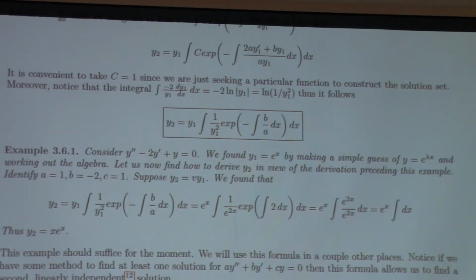If we feed e to the x into the boxed equation, look what happens. So I have e to the x times 1 over the integral of e to the 2x. The b here is minus 2, the a is 1, right? So that integrates to e to the 2x. That e to the 2x cancels this e to the 2x, and you're just left with the integral of dx, voila, x e to the x. So the second linearly independent formula explains to you where the x comes from in the repeated root solution.